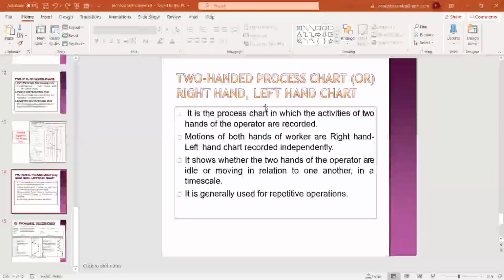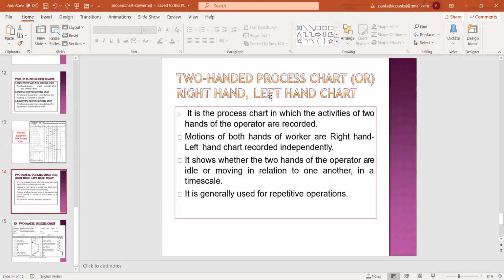So the third kind of chart is the two-handed process chart. This process chart is used to find out the time period and all the activities which are done by a worker with both hands, right and left hands. That is why it is known as two-handed process chart. So the two-handed process chart is a chart in which the activities of the worker's hands are recorded in their relationship to one another. Such a chart is generally used for repetitive work of short duration.